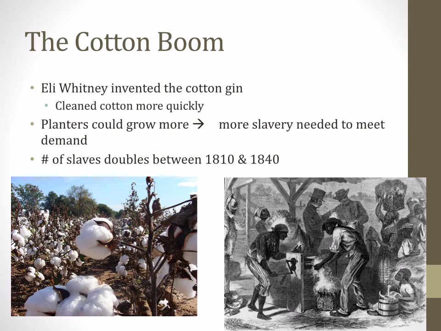So the cotton gin helped pick it all out quickly and easily as a machine instead of having to do it by hand. Before, it would take hours upon hours to clean it all out. Now it just took dumping it into this machine, which you can see on the bottom right, and you could just hand crank it. So therefore the planters could grow more, and more slavery was needed to meet that demand. The number of slaves doubles between 1810 and 1840, all due to the cotton gin.